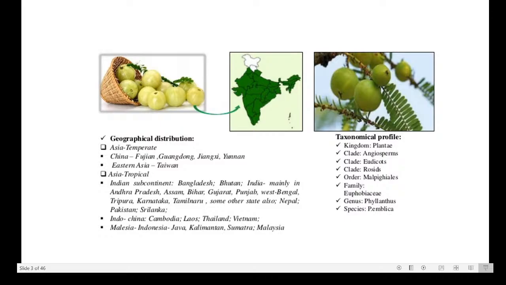So in that geographical distribution of emblica, in those places you have more demand. So you can fix a high rate for this particular emblica. That will be helpful for your business plans.